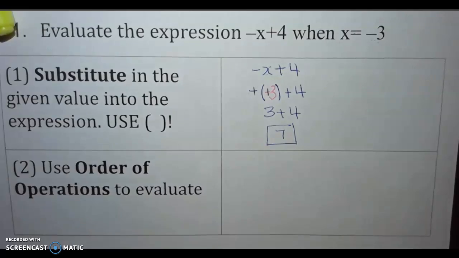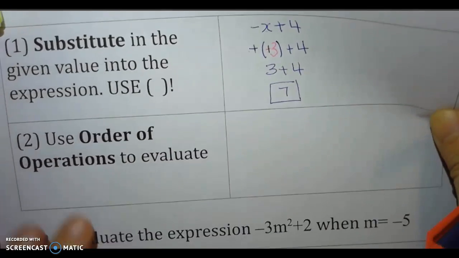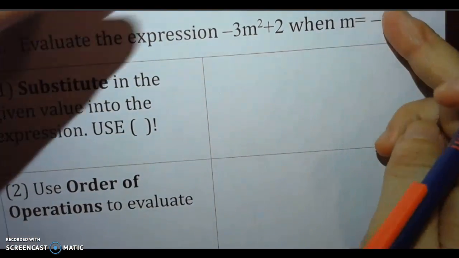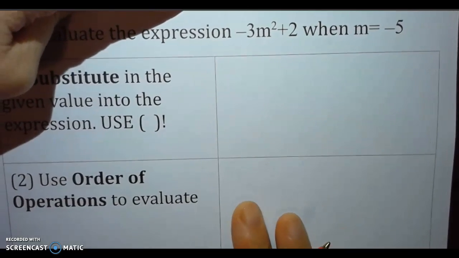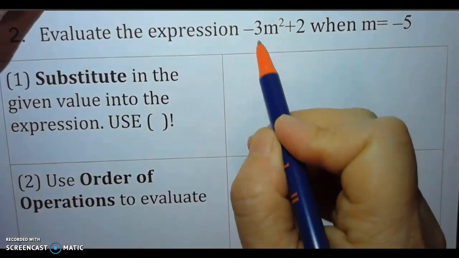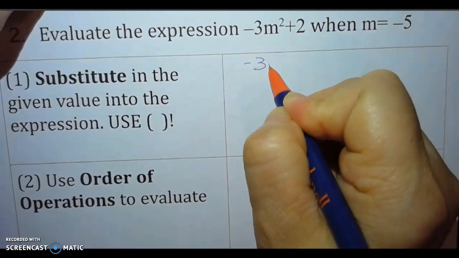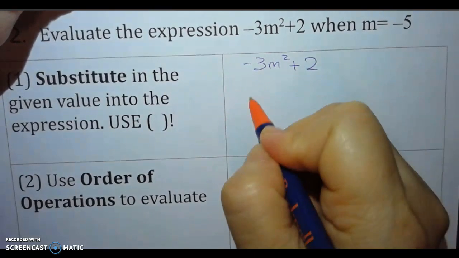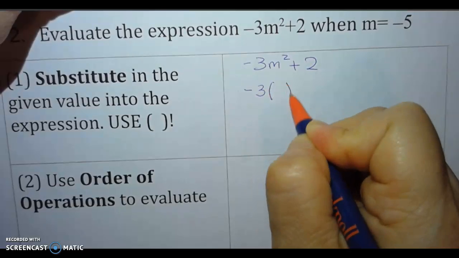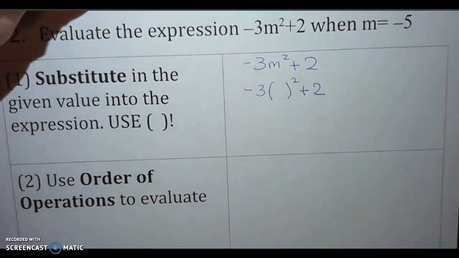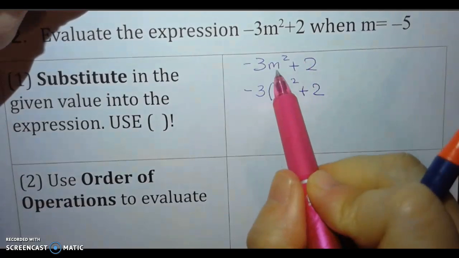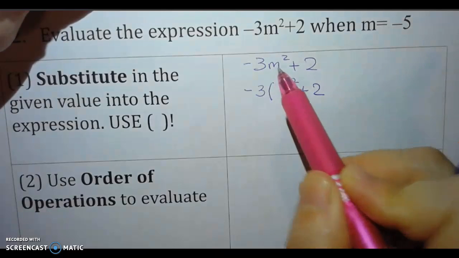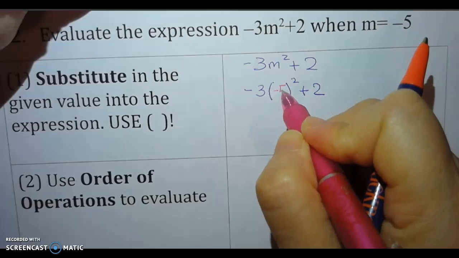I should have done it over here, but okay, let's do a next problem. The next problem says negative 3m squared plus 2 when m is negative 5. Again, same process. You are going to rewrite this: negative 3m squared plus 2. And now instead of writing m, I am going to replace that with a parenthesis. Please do this first. And then because I am told that m and negative 5 are exactly the same value, I can replace m with negative 5 here.